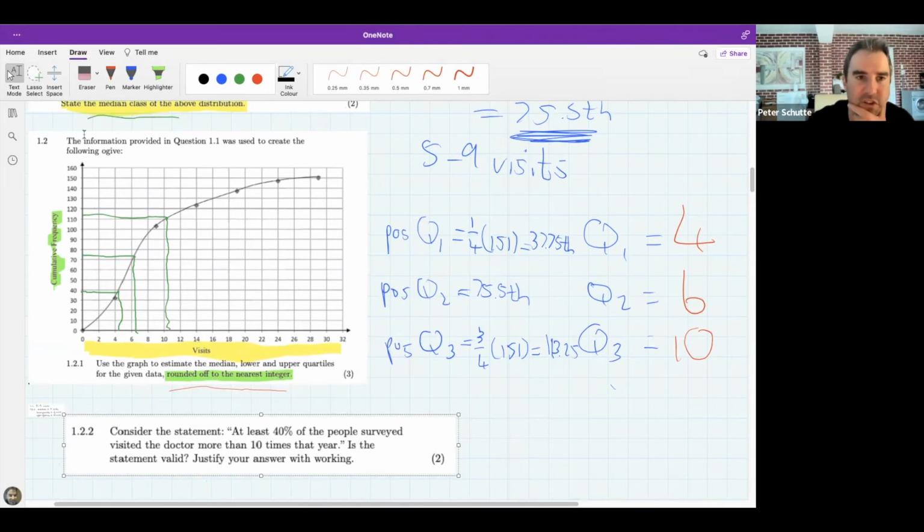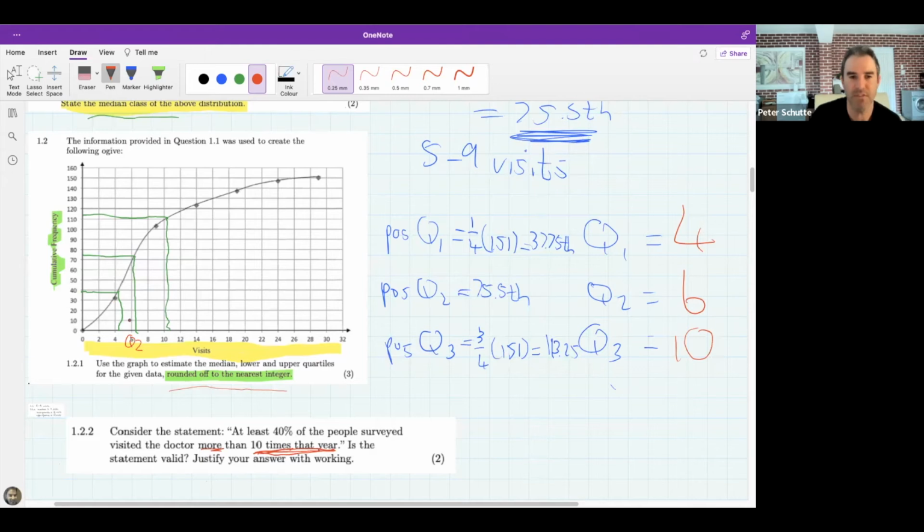We've calculated Q1, Q2, and Q3. So for example, here is Q2, which we said was approximately 6. Now, the statement: at least 40% of the people surveyed visited the doctor more than 10 times a year. Where I would tend to look is at the 10 times a year thing and the "more than". So do you agree with that statement?